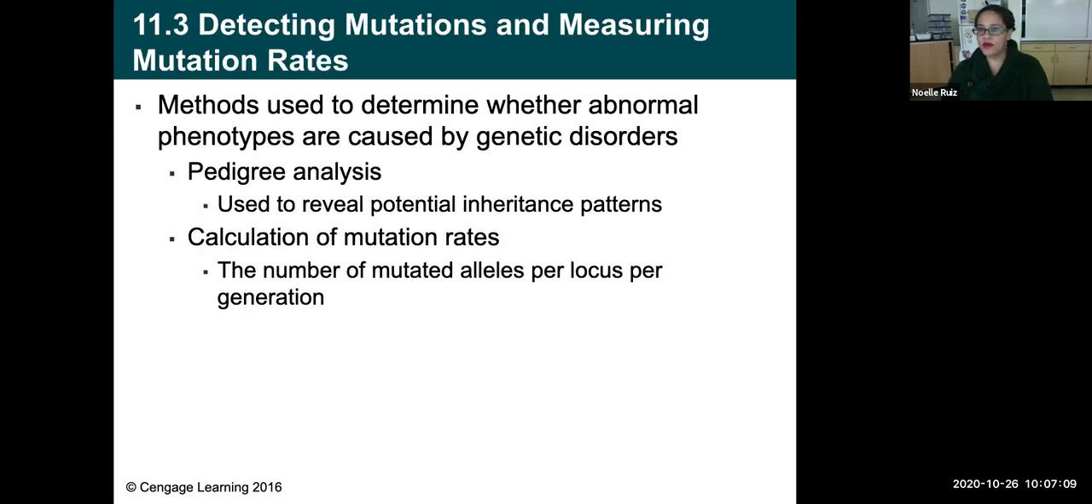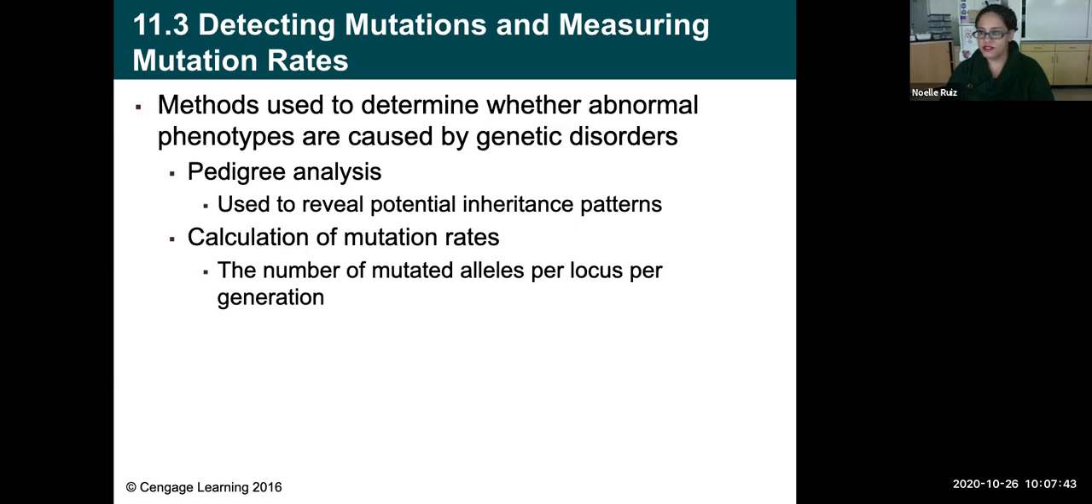Methods used to determine whether abnormal phenotypes are caused by genetic disorders. Pedigree analysis, we had a whole chapter about pedigrees, is used to reveal potential inheritance patterns. You can tell if a disease is dominant, if a disease is recessive, if a disease is X-linked. You can also calculate mutation rates, do a little bit of math: the number of mutated alleles per locus per generation.